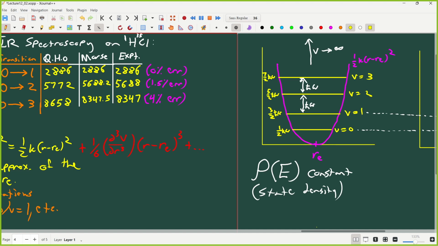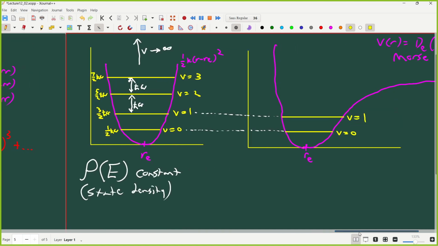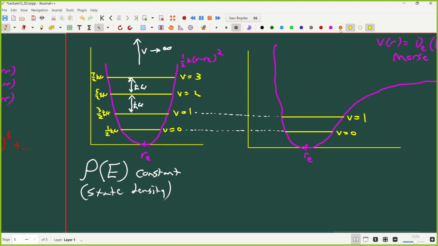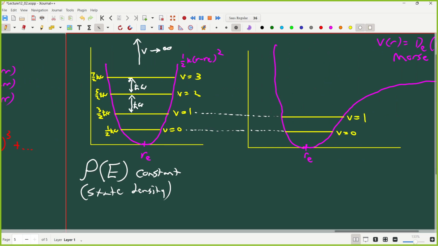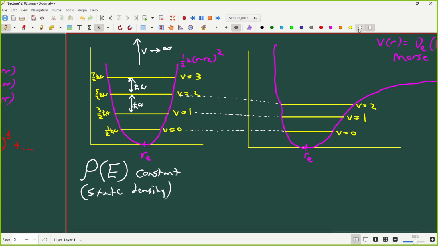So what happens then is that the V equals 2 state will no longer be directly over, but rather it's going to be at slightly lower energy than it was. And the V equals 3 is going to be at even lower energy than you predict from the quantum harmonic oscillator.